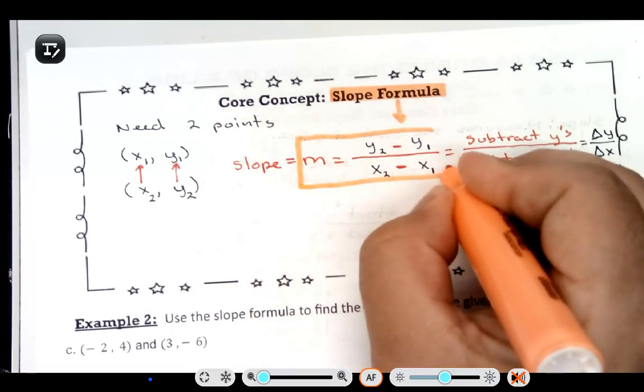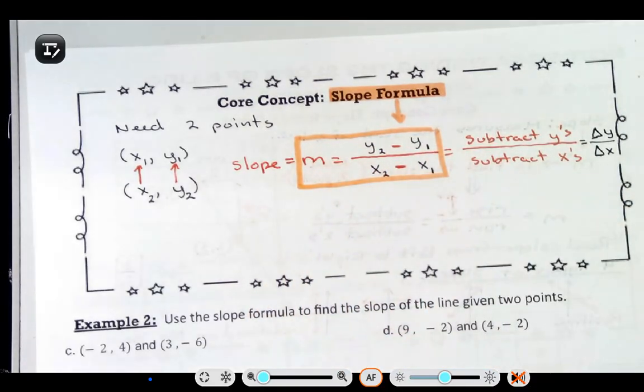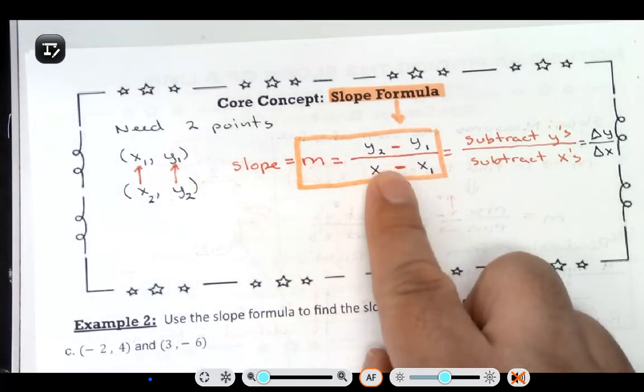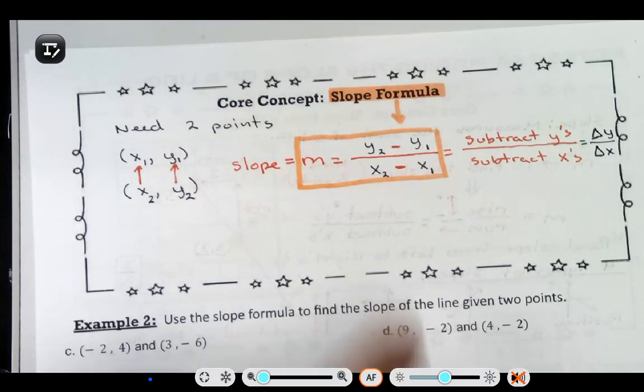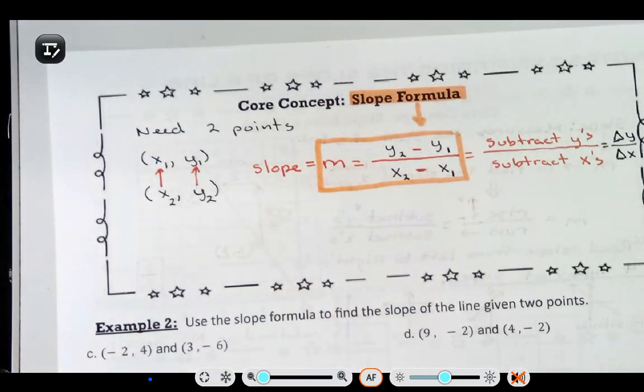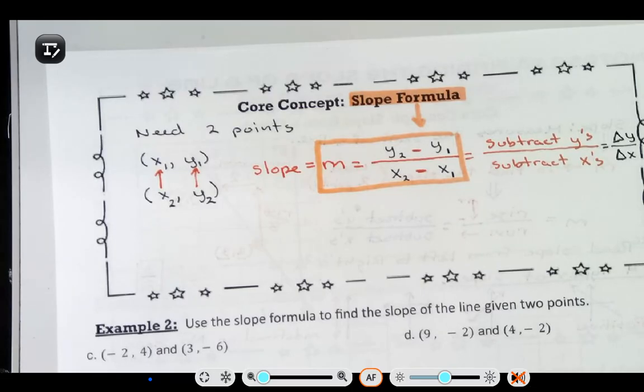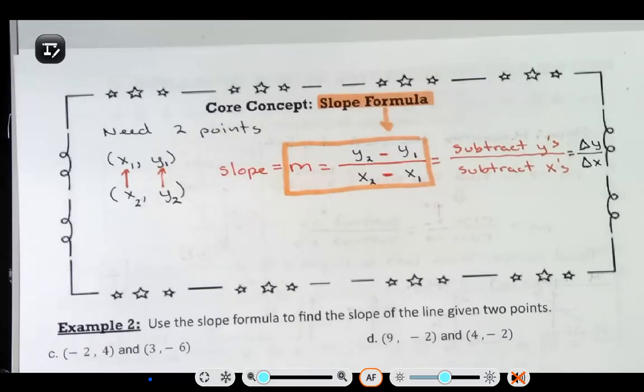M is for slope. Yes, it's always going to be minus signs to begin with, and it's always going to be a big fraction. But now we don't have to draw them. I don't have to draw a picture. I don't have to count spaces. I can just use a formula and plug everything in. So let's show you how it works.